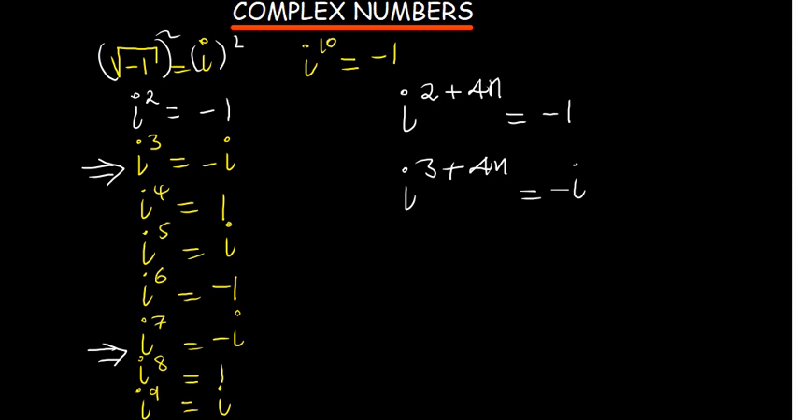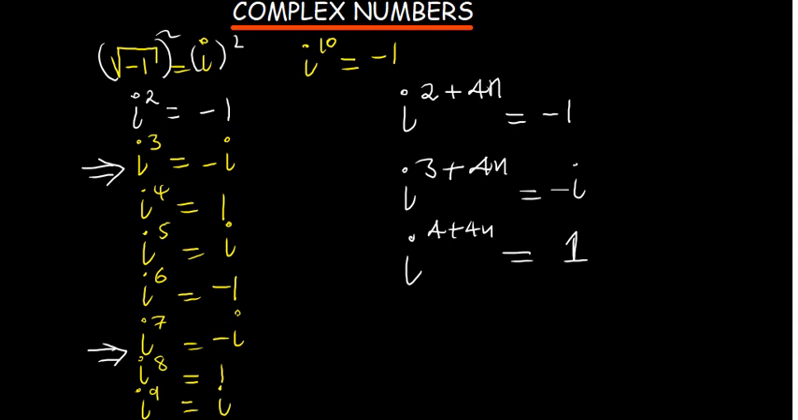Let's go to those which give us a positive 1. Which ones can we find? We have got power 4 and power 8. So we are saying that for a positive 1, i to the power 4 plus 4n will always give us a positive 1.